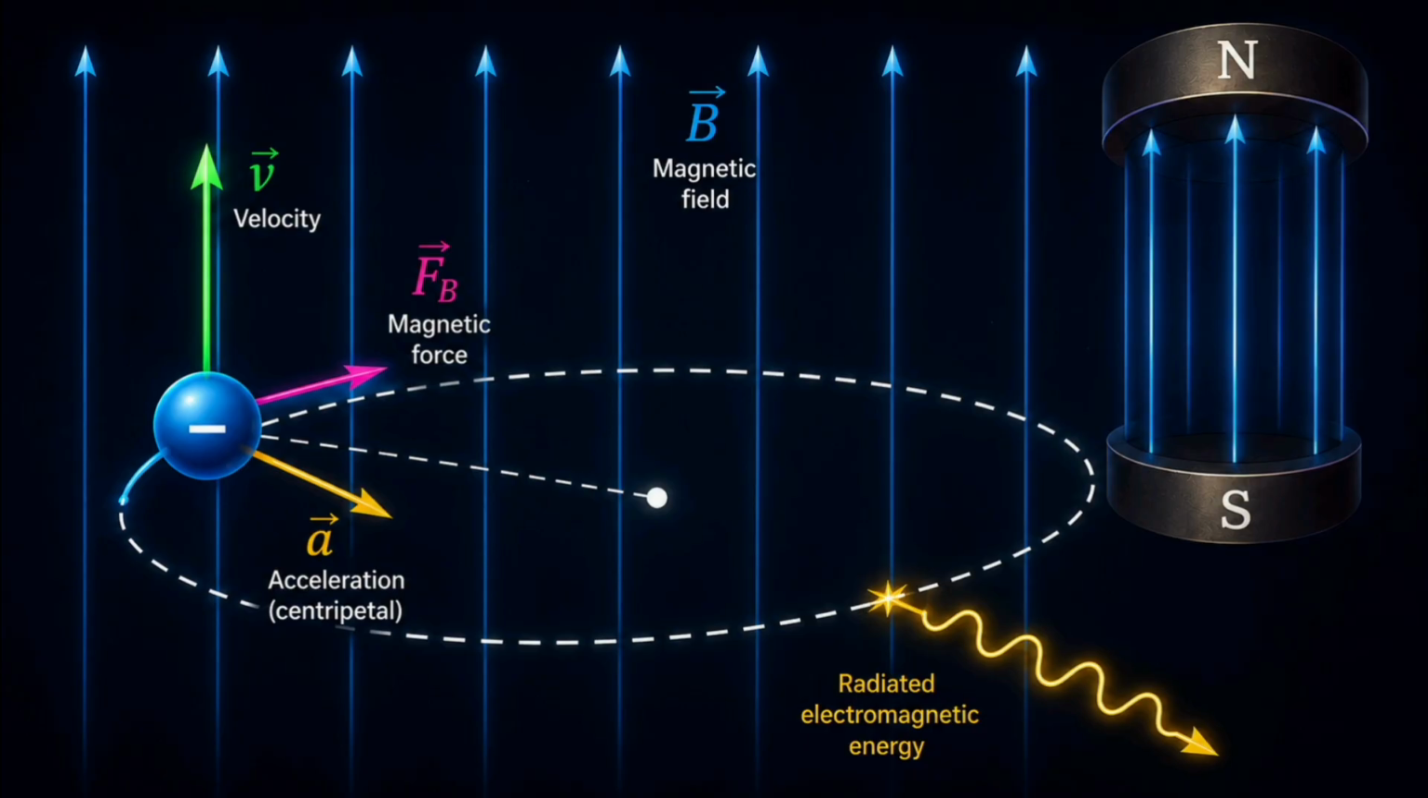Can an electron radiate electromagnetic energy even when its speed remains constant? It sounds impossible at first, but this problem reveals a beautiful connection between magnetic force, circular motion, acceleration, and electromagnetic radiation. Let's solve it step by step.